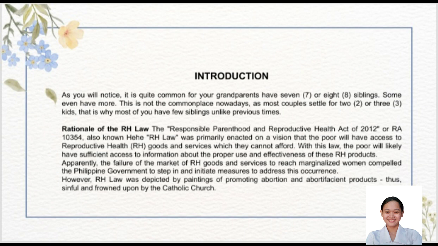Introduction. As you will notice, it is quite common for your grandparents to have 7 or 8 siblings. Some even have more. This is not commonplace nowadays, as most couples settle for 2 or 3 kids. That is why most of you have siblings, unlike previous times.